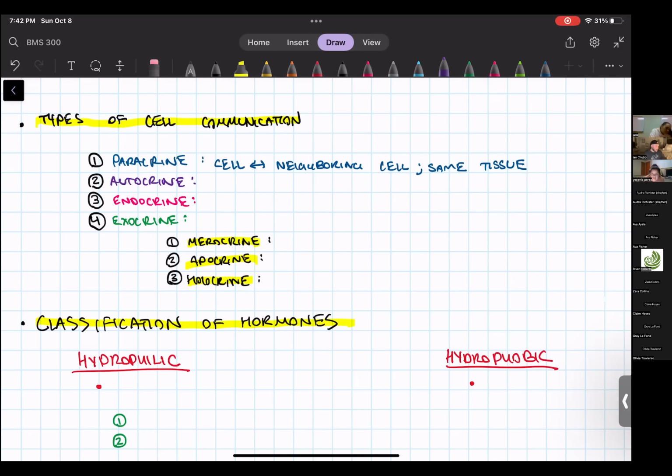What about autocrine? Isn't that where it communicates with itself? Yep. So cell to self. And then endocrine is what?